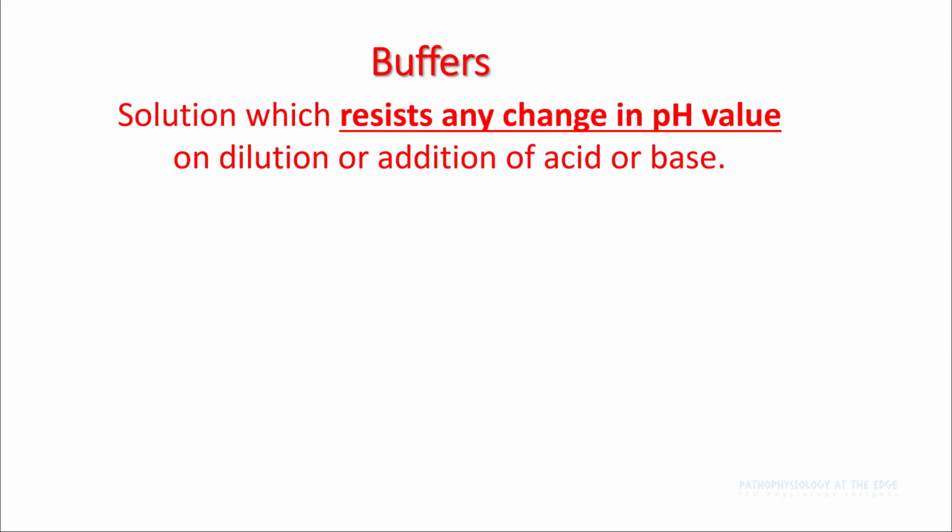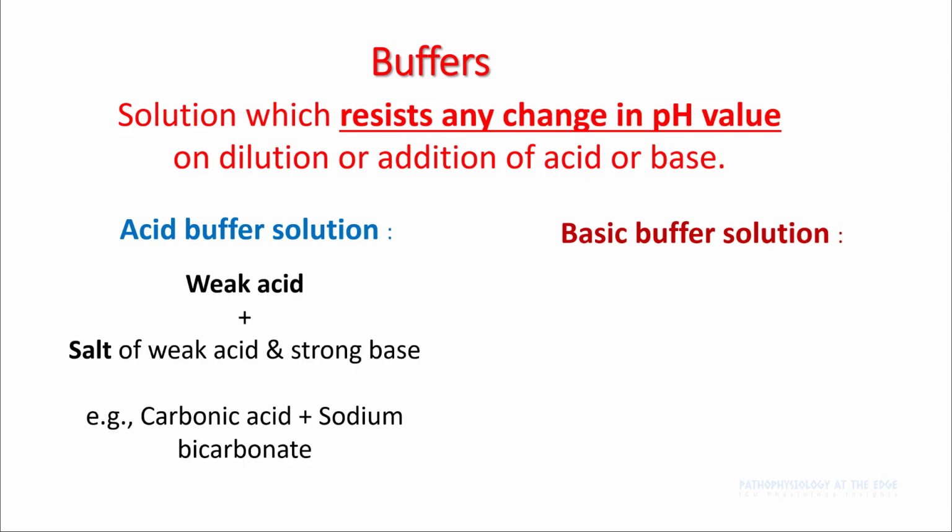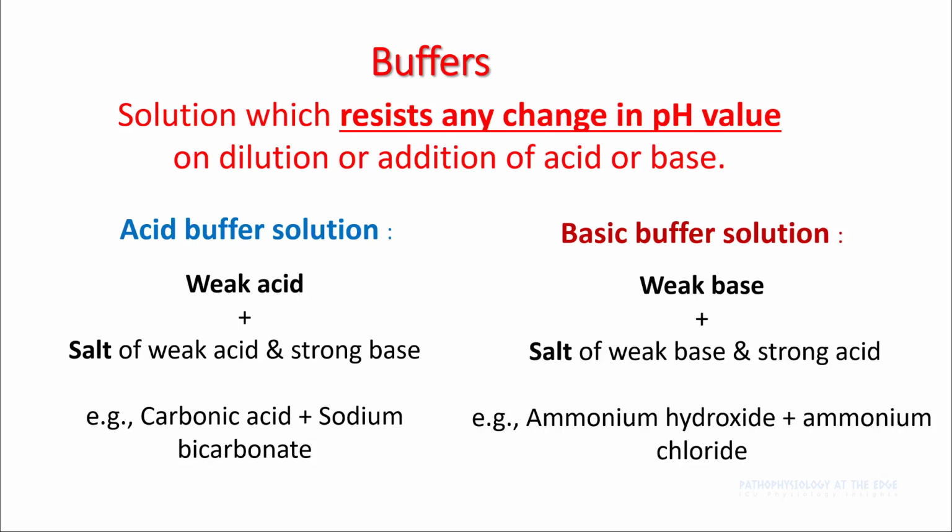So what are buffers? Buffers are solutions which resist any change in pH value on dilution or addition of acid or base. And there are two types of buffer solution, acid buffer and basic buffer. Acid buffer is the one which is used by the human system. It is a combination of weak acid plus salt of weak acid and strong base, for example carbonic acid and sodium bicarb.